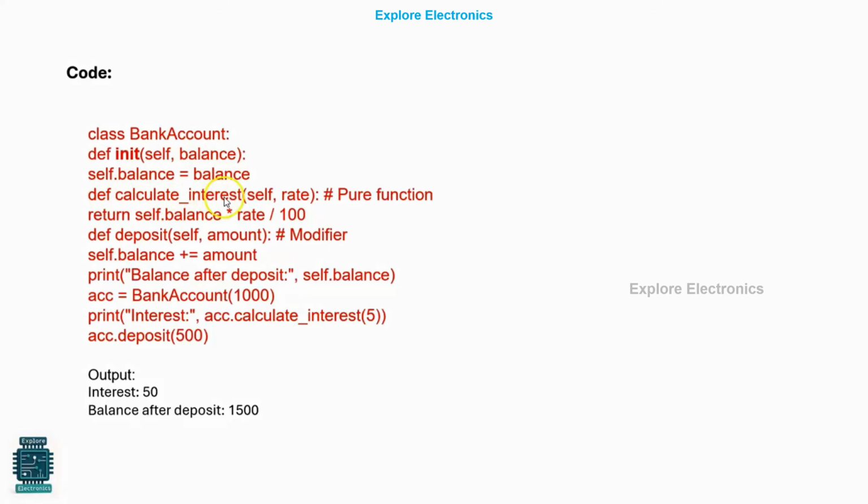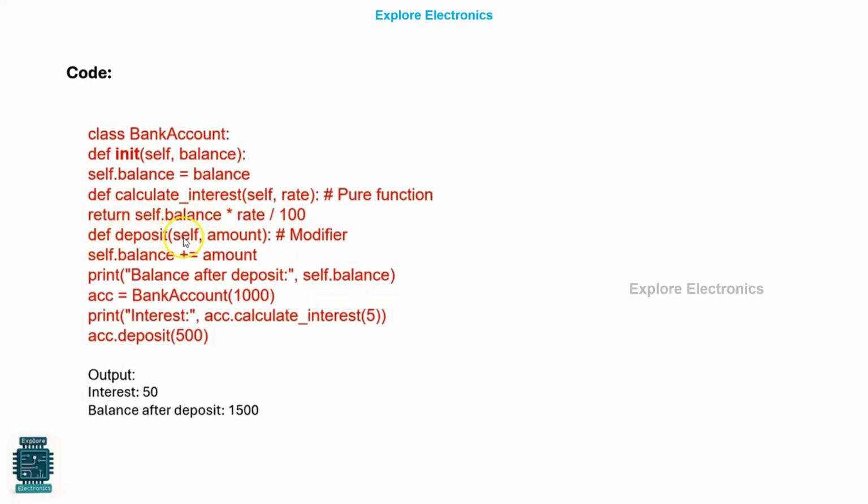Define calculate_interest with self and rate. Here I used the pure function. It defines a method calculate interest that takes self and rate as parameters. Return self.balance times rate divided by 100. Here it calculates and returns the interest amount based on the current balance and rate.